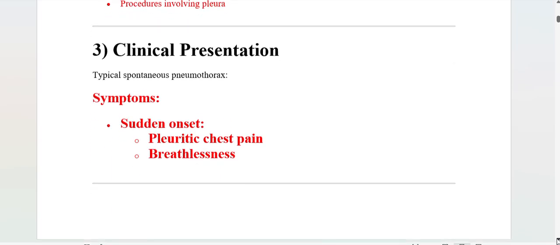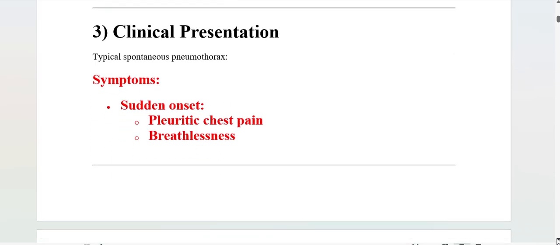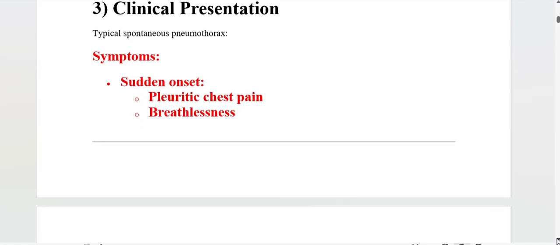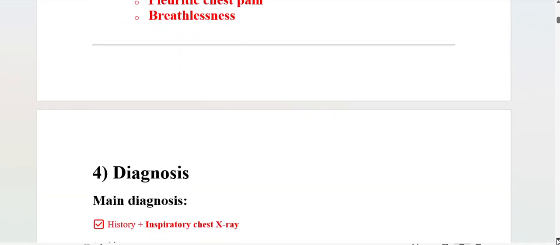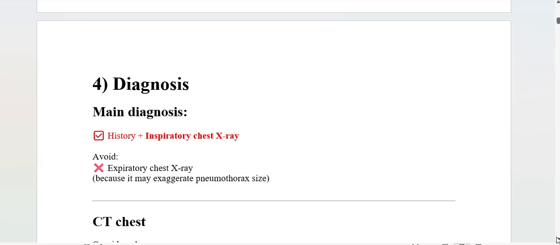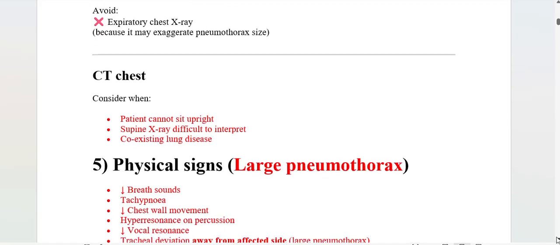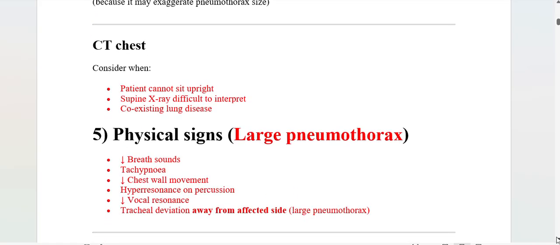Okay, what is the clinical presentation? Very, very important. Typical spontaneous pneumothorax: sudden onset pleuritic chest pain and breathlessness. Diagnosis is through history and inspiratory chest X-ray. Avoid expiratory chest X-ray because it may exaggerate pneumothorax size, as I told you earlier. Consider CT scan when the patient cannot sit upright, the X-ray is difficult to interpret, or there are coexisting lung diseases. In those cases we will do the CT scan, otherwise we will only rely on X-ray.